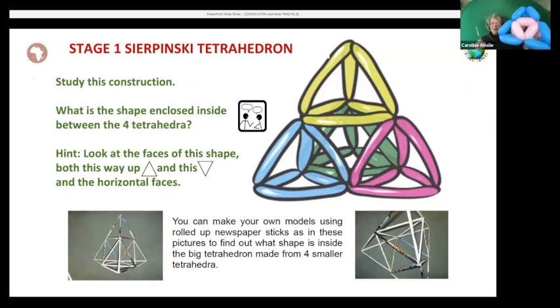Okay, so here's the same shape with balloons. So you can see the tetrahedron. It's three dimensional. There's the shape inside. We've got the 1, 2, 3, 4 tetrahedra. I'm waving scissors around. Not so clever.